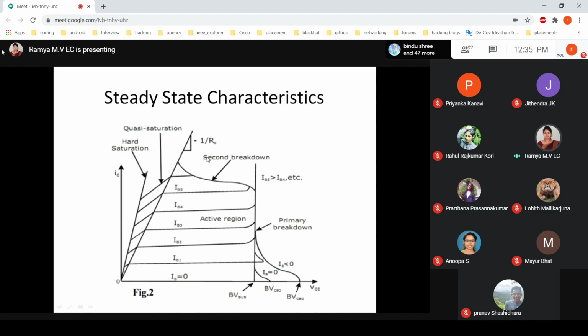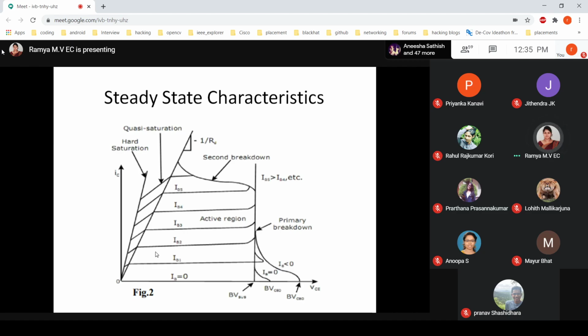And then the breakdown. We are keeping IB constant, we are varying VCE, and we are noting down the value of IC. So we are taking the output characteristics. If you can recall the output characteristic of the BJT, it will look the same. I'll keep the IB constant there, vary the VCE, and note down the IC. This is how we will be getting the characteristic curve.